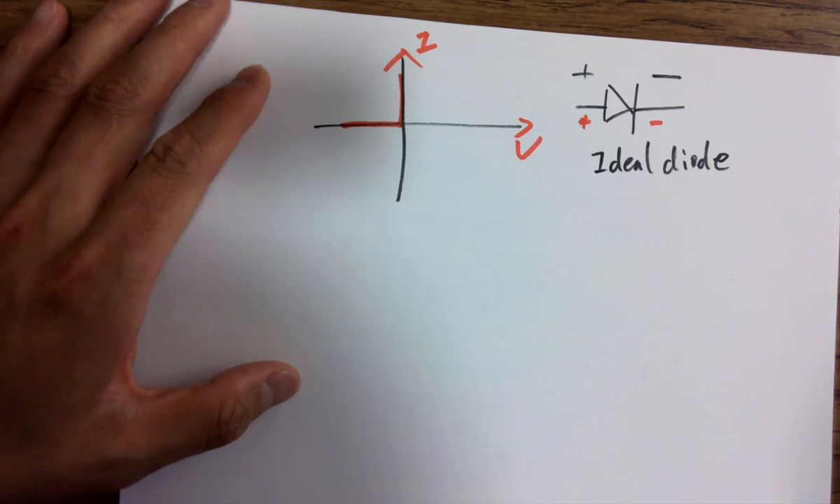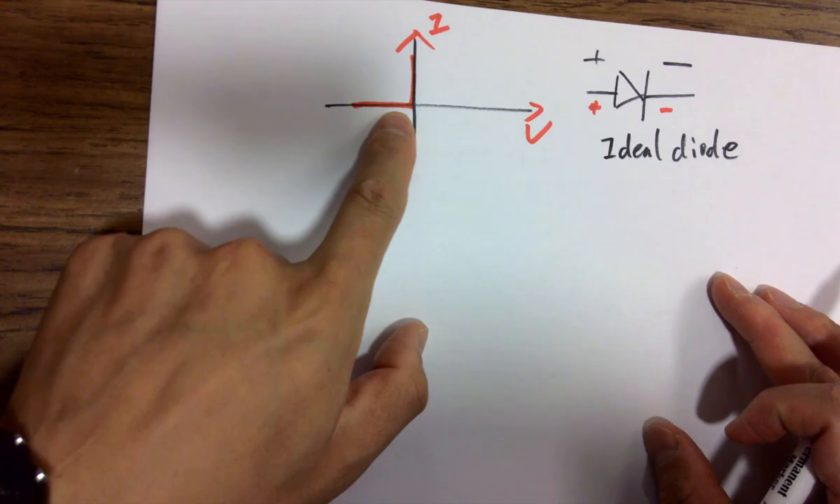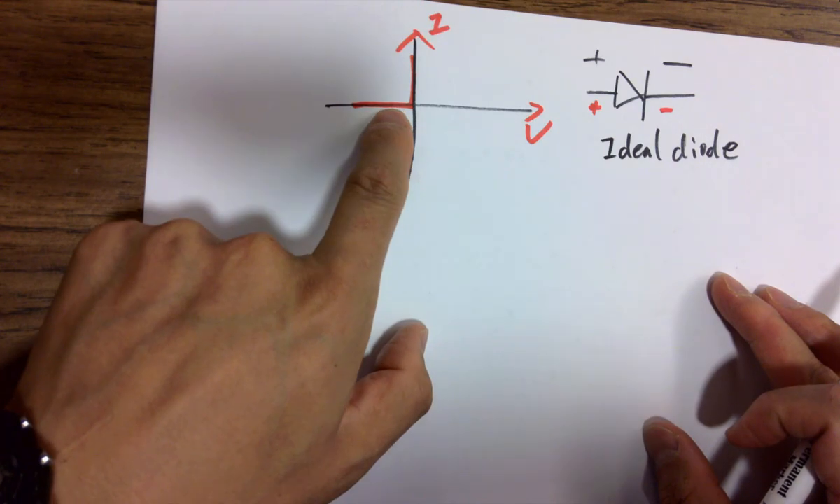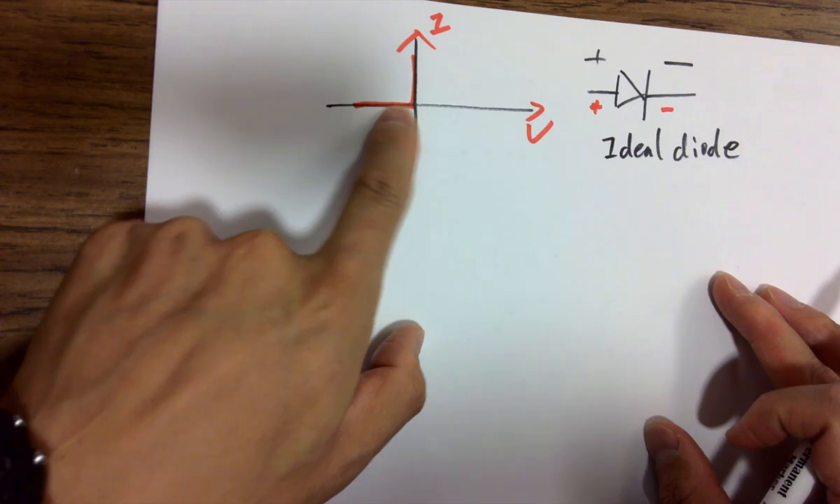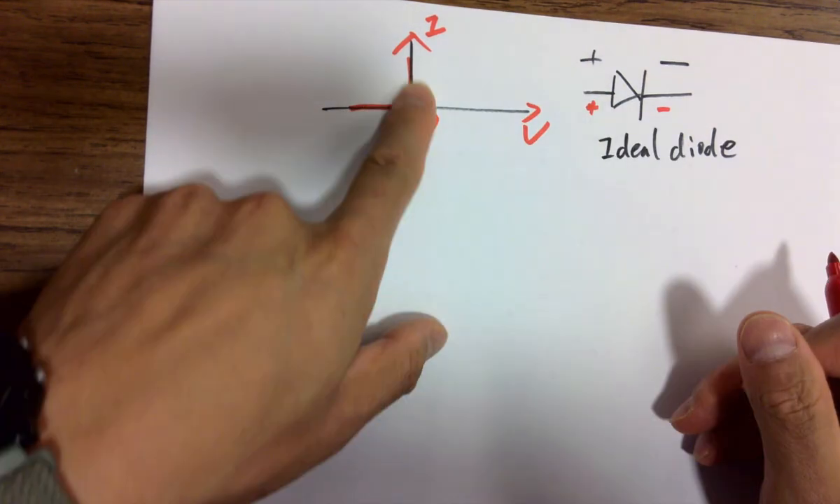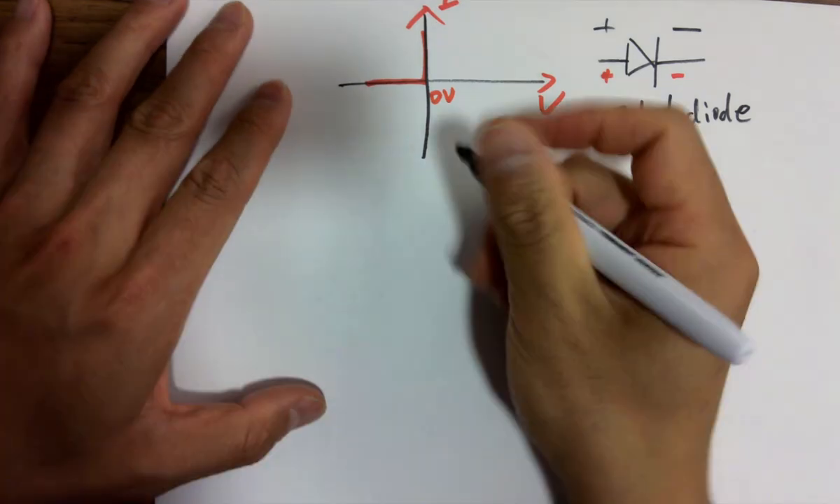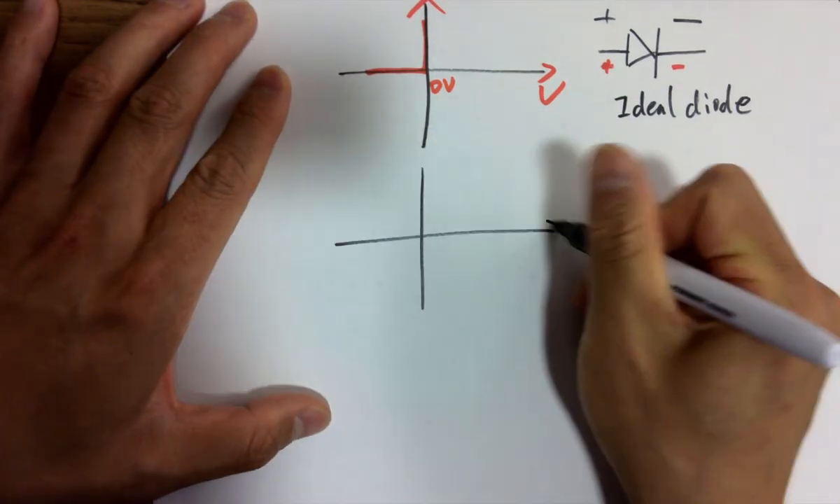Should be a wire. If I use it this way, it should be a wire. If I give a negative voltage here, there should be no current, right? This is 0 volts, ideally. However, in the real world, it's not working that way.